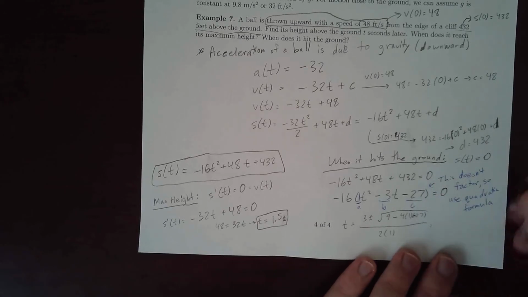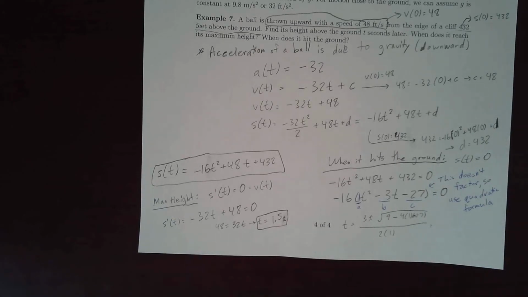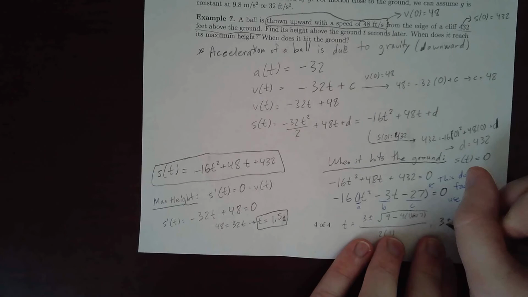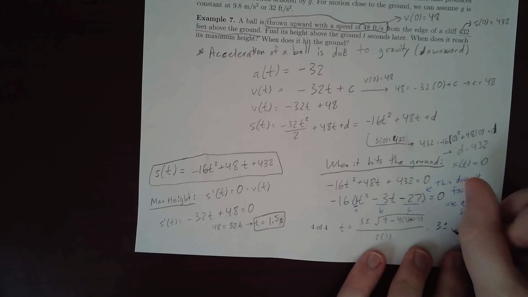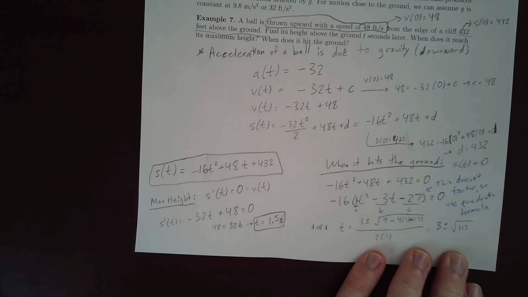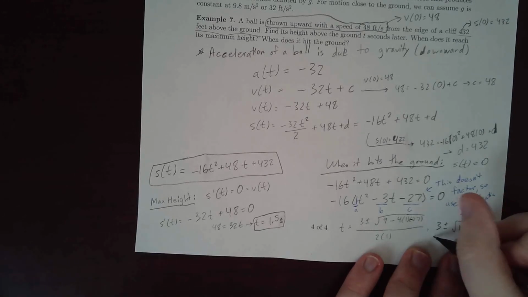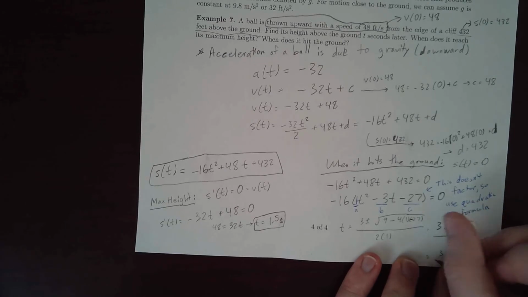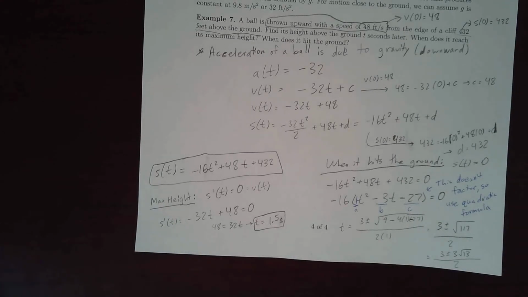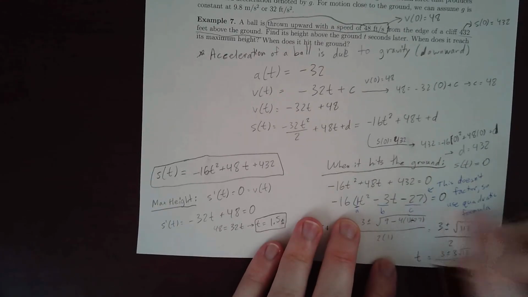Now when we do that, we will get 3 plus or minus the square root of 9 minus 4 times 1 times negative 27, which will be the square root of 117, divided by 2. For those playing at home, this is 3 square root of 13 over 2, just in case you wanted to factor that out a little more. And this will be our options for t.